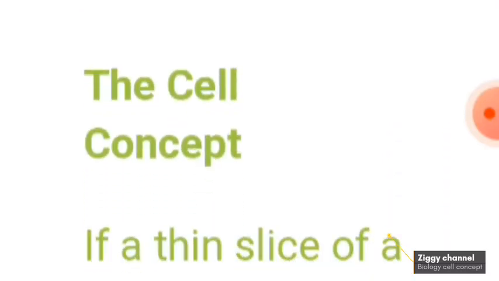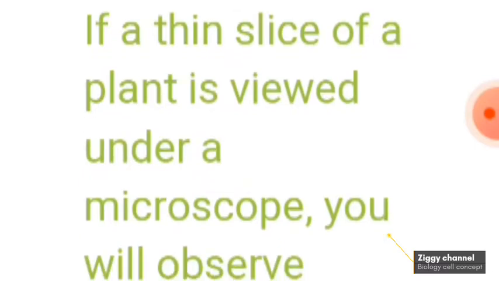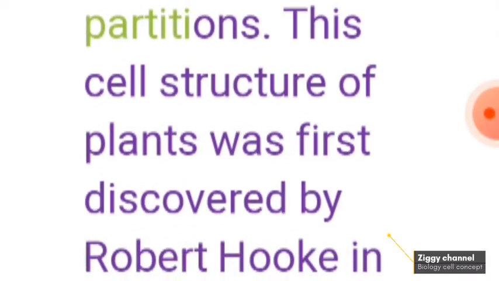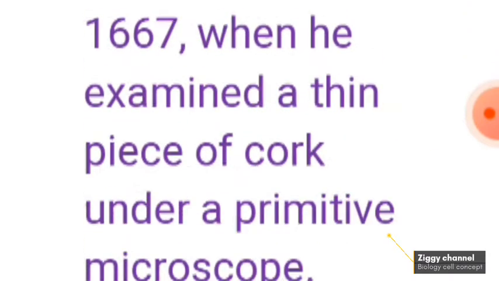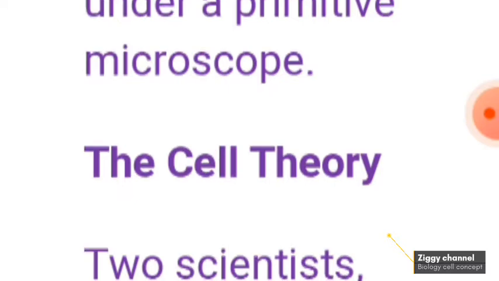The cell concept. Consider a thin slice of plants viewed under a microscope. You will observe many small components separated by partitions. This cell structure of plants was first discovered by Robert Hooke in 1667, when he examined a thin piece of cork under a primitive microscope.